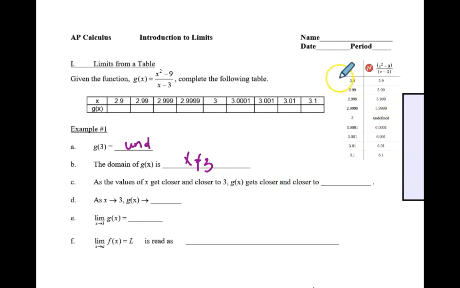When you look at these values of x as we go closer to 3 from values less than 3 and closer to 3 from values greater than 3, my y values are getting closer to the number 6 from both directions. So that means the y values, or g of x, are getting closer to 6. We state that as x approaches 3, g of x approaches 6, and this little arrow here means the word approaches. So we state in formal notation that the limit as x approaches 3 of the function g of x is equal to 6.